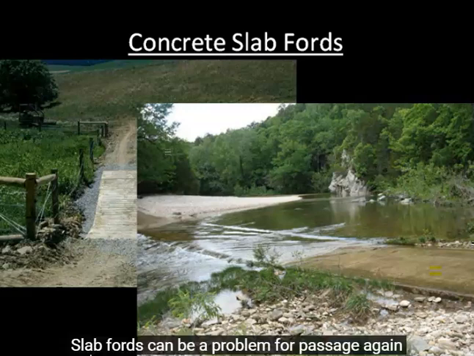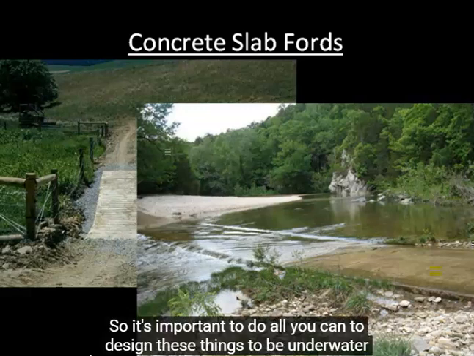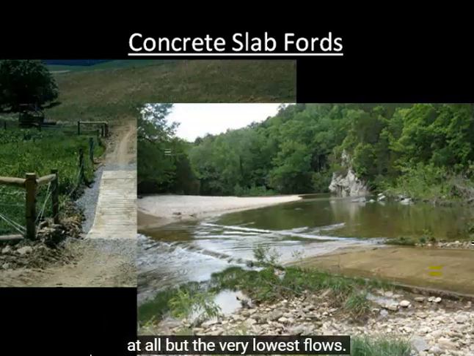Slab fords can be a problem for passage again when the crossing surface is wide and flows are shallow and fast. So it's important to do all you can to design these things to be underwater at all but the very lowest flows.